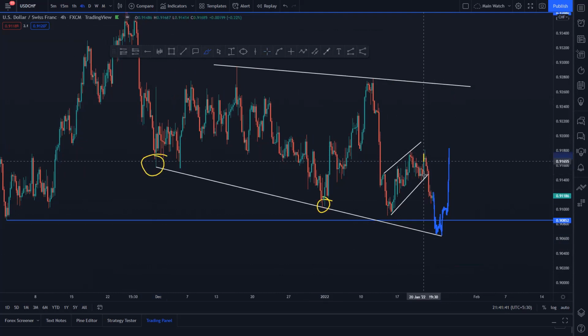Because why? We had an impulsive move. There's a higher possibility that the price will make a correction and then it will move down. Why? Because this is a very important high value area. So because this area is very impulsive, a very high value area, there's a higher possibility that we will get a bounce back from that level. And this is what I'm looking for on USD CHF.